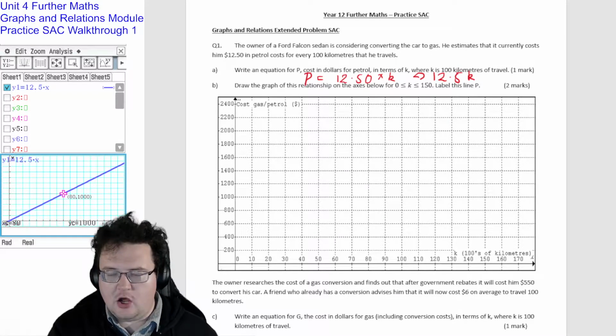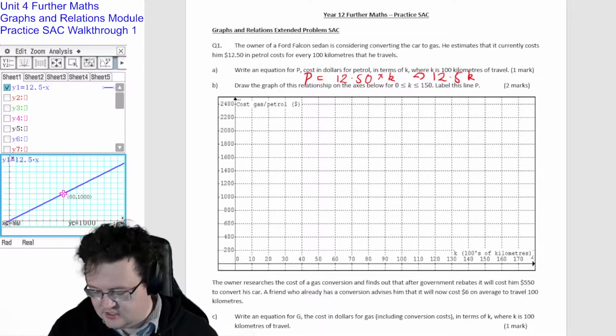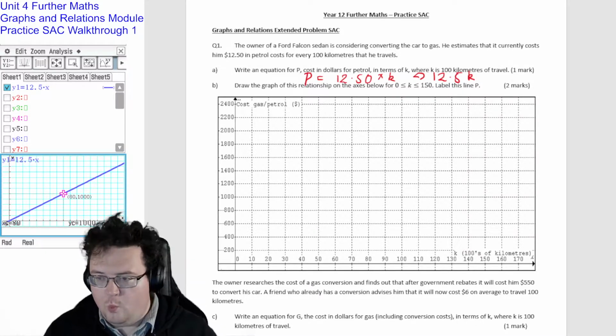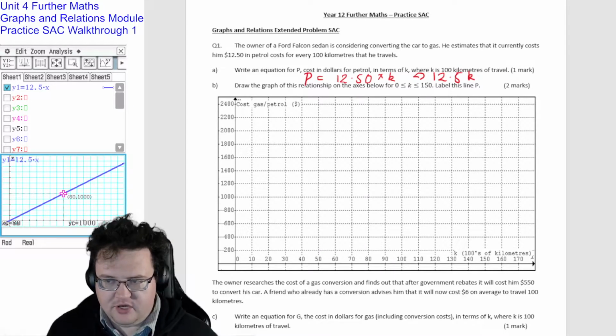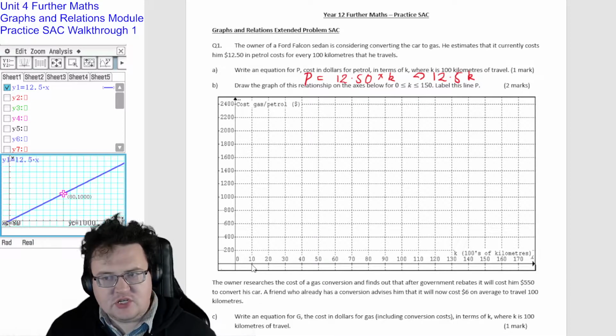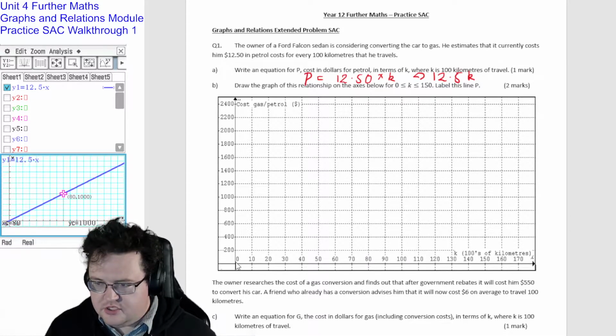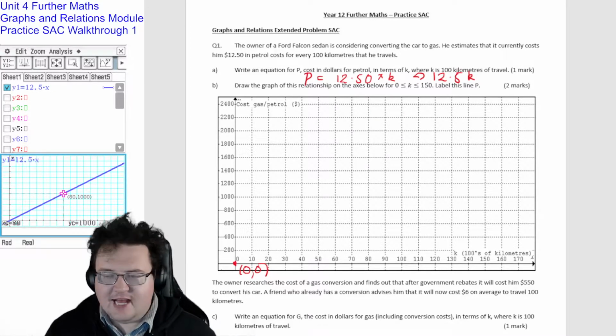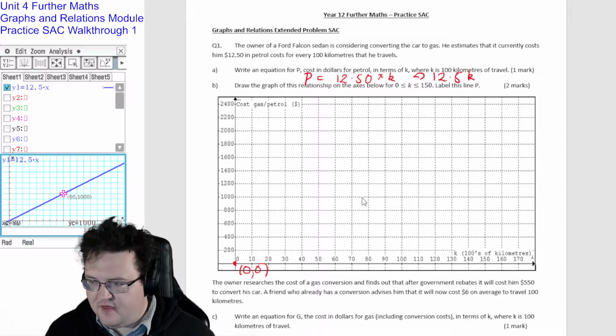Now remember, to draw a straight line, you only need 2 points and then connect the dots. Obviously, we're given a point for free, because if you haven't driven anywhere, how much does it cost? Well, it costs you nothing. So therefore 0, 0 is a perfectly valid point on there. Now, looking at my CAS, it's also said that 80 is at 1,000. So we can put there 80 at 1,000.